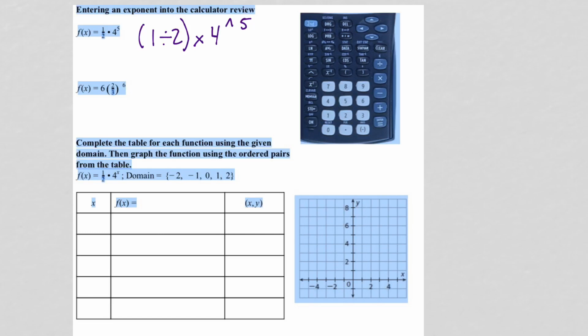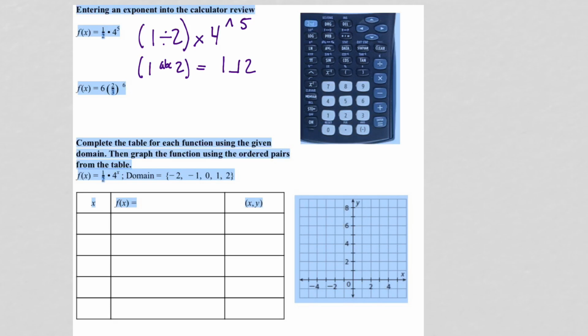Also, what works on your particular class set of calculators is you can do 1 and then that ABC button, 2, and if you're doing a fraction, that's going to look like, I believe, 1 something like that on your calculator. So that's another way you can enter in fractions.